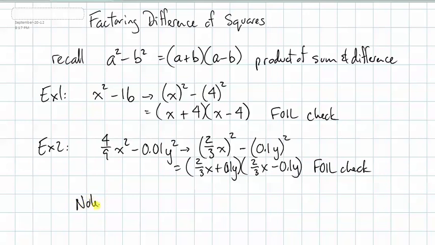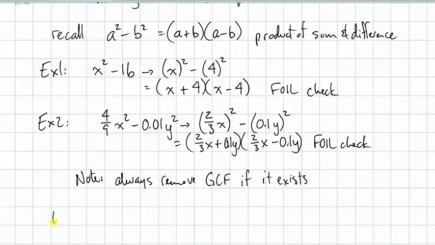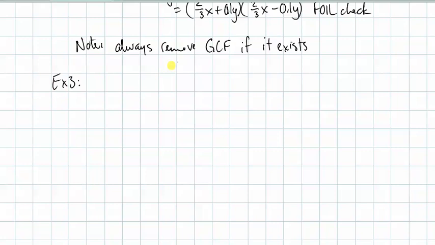Important note, always remove the GCF if there is a GCF in an expression. Okay, I'll give you an example like that. So in this third example, I'm going to give you 12x cubed minus 27xy squared.